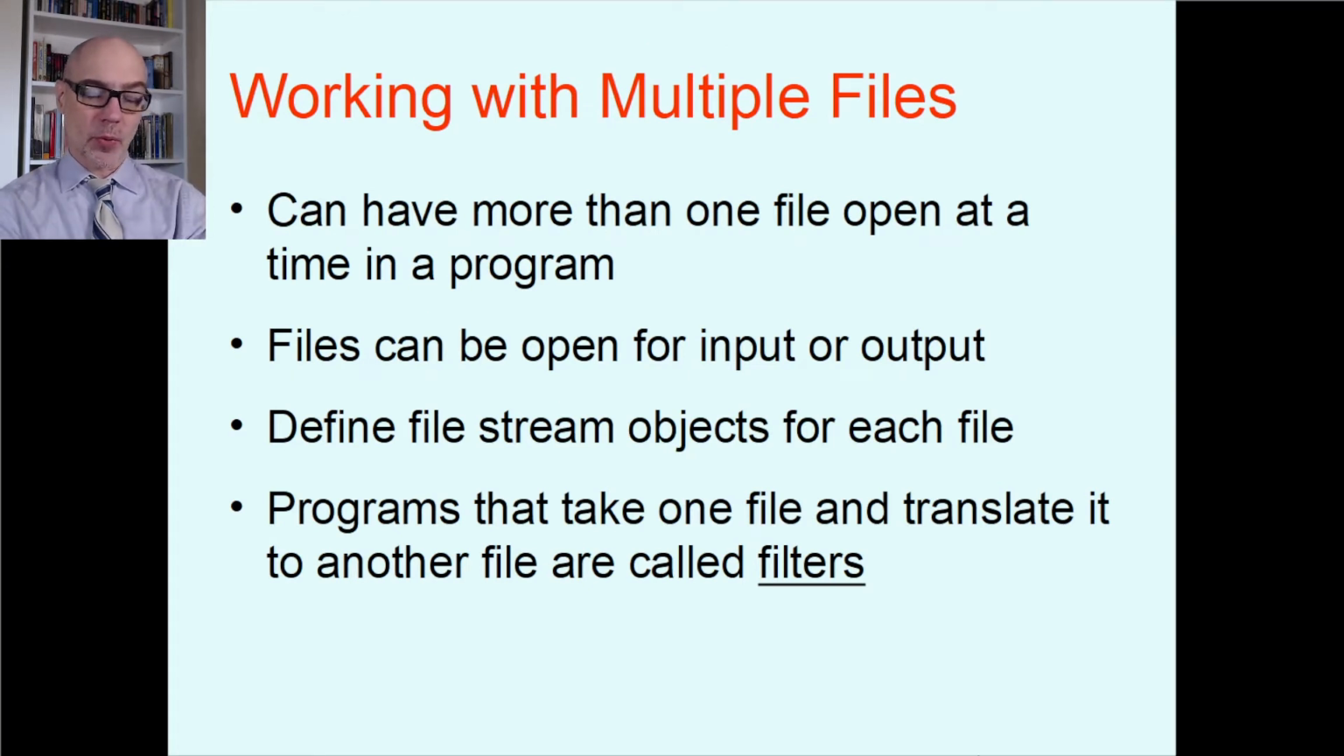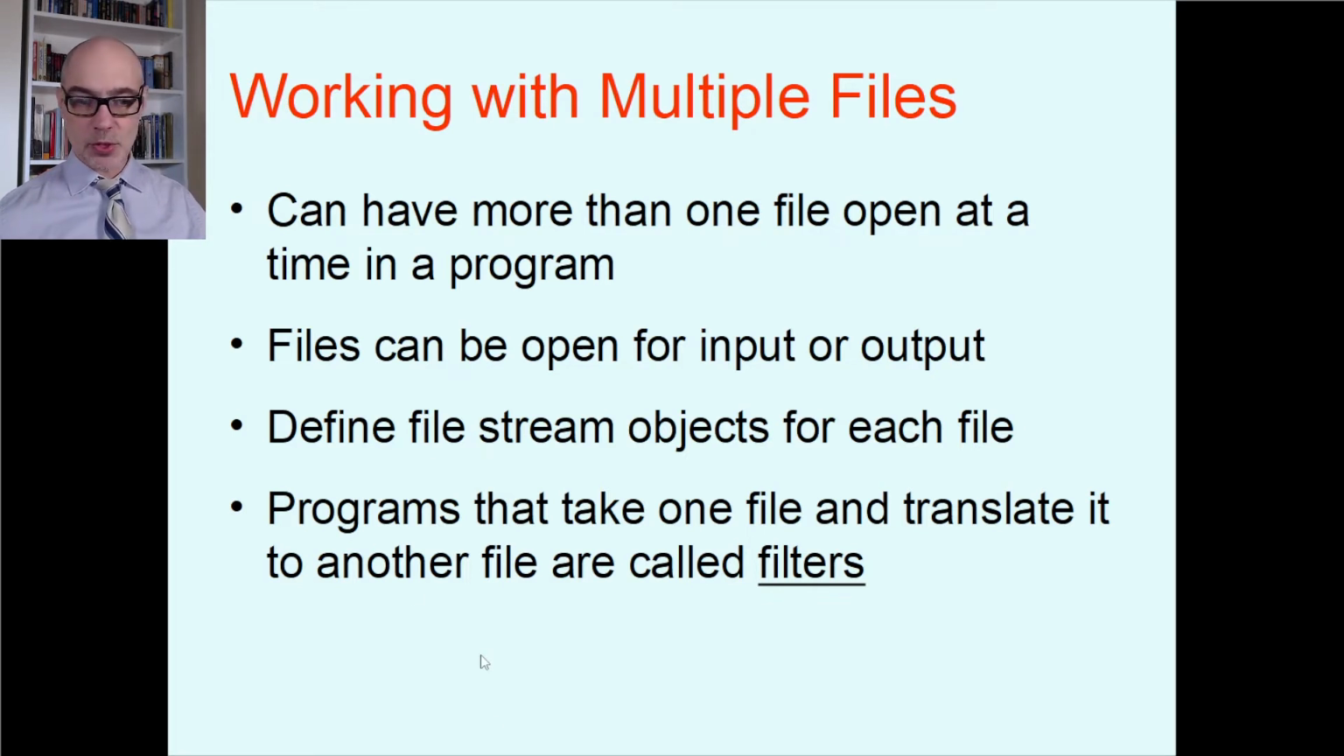All right, so the other thing we wanted to talk about today is working with multiple files. You can certainly have more than one file open at a time in a program. Our prior examples only had one, but you can have 2 or 3 or 4 or 5 files that are all opened at the same time. And those files can be open for input, like I could have 2 files open for input, and I could have 5 files open for output. There's really no limit, so to speak. You're going to have to define file stream objects for each file, of course. So a separate variable, really, keeping track of each of the files that's open at the same time.